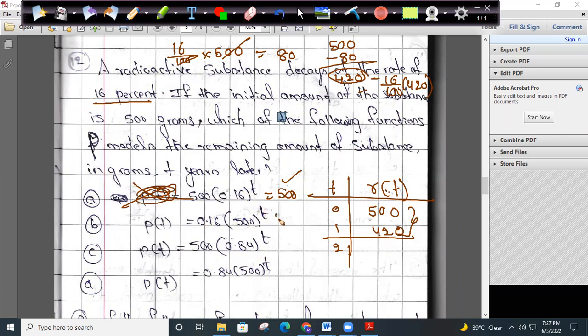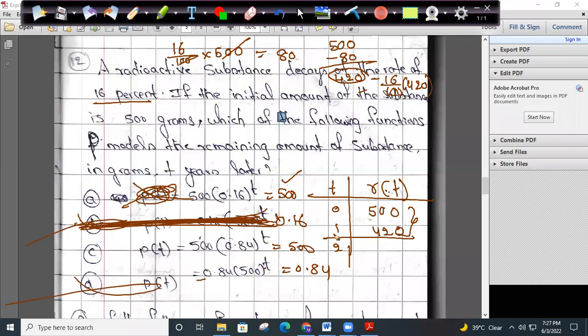Put T equal to 0 in option B. I get 0.16. Meaningless. Happily cancel B for Bangalore. Done. Gone. Now put T equal to 0 in the next option. I get 500. Now put T equal to 0 in D. I get 0.84. So D is also meaningless. B is meaningless. D is meaningless. The answer should be either A or C.